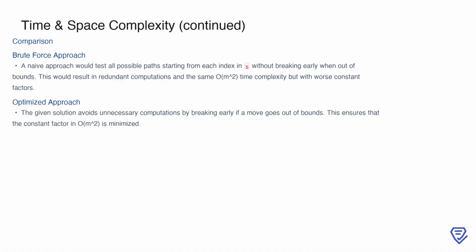Let's compare this approach to a brute force alternative. A naive solution would involve testing all possible paths starting from each index in the string without breaking early when a move goes out of bounds. While this approach also has a time complexity of O(m squared), due to the nested loops, it incurs additional overhead from redundant computations. In contrast, the optimized solution improves efficiency by breaking out of the inner loop as soon as a move goes out of bounds. This early termination minimizes unnecessary operations, thereby reducing the constant factor within the O(m squared) time complexity. As a result, the optimized approach is computationally faster in practice while maintaining the same asymptotic complexity.